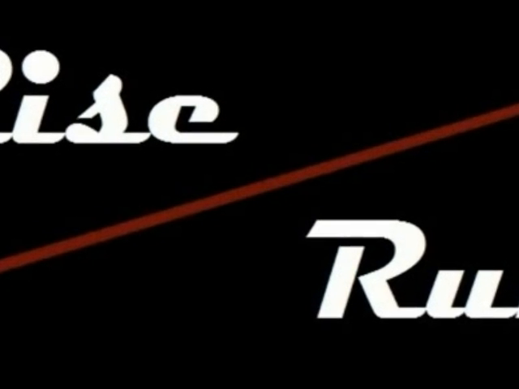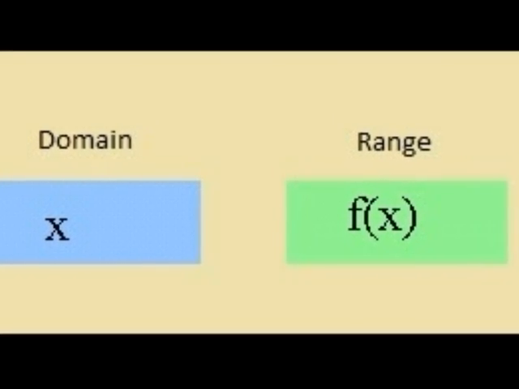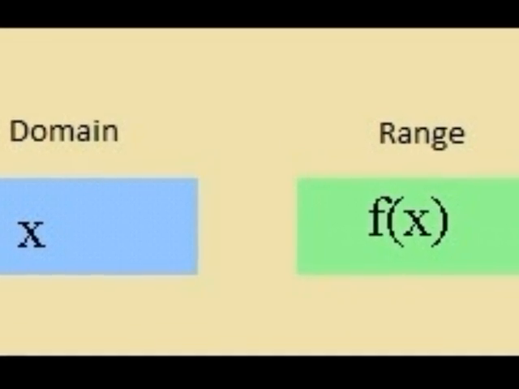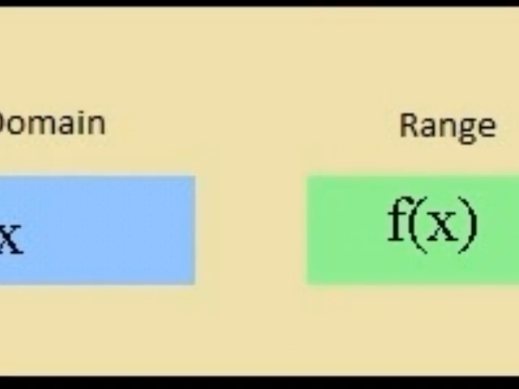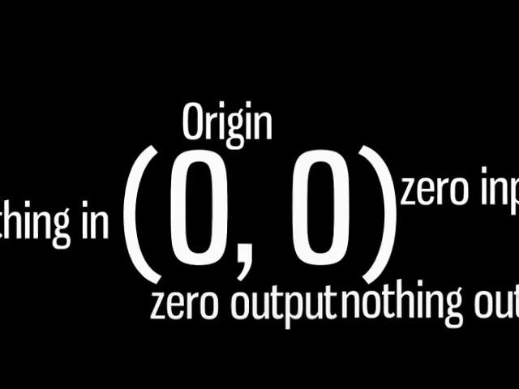Remember all those things? Another important thing to note about a direct variation is that the domain and range are positive. You can't earn a negative salary. You can't pump negative gas. You can't buy a negative number of groceries.